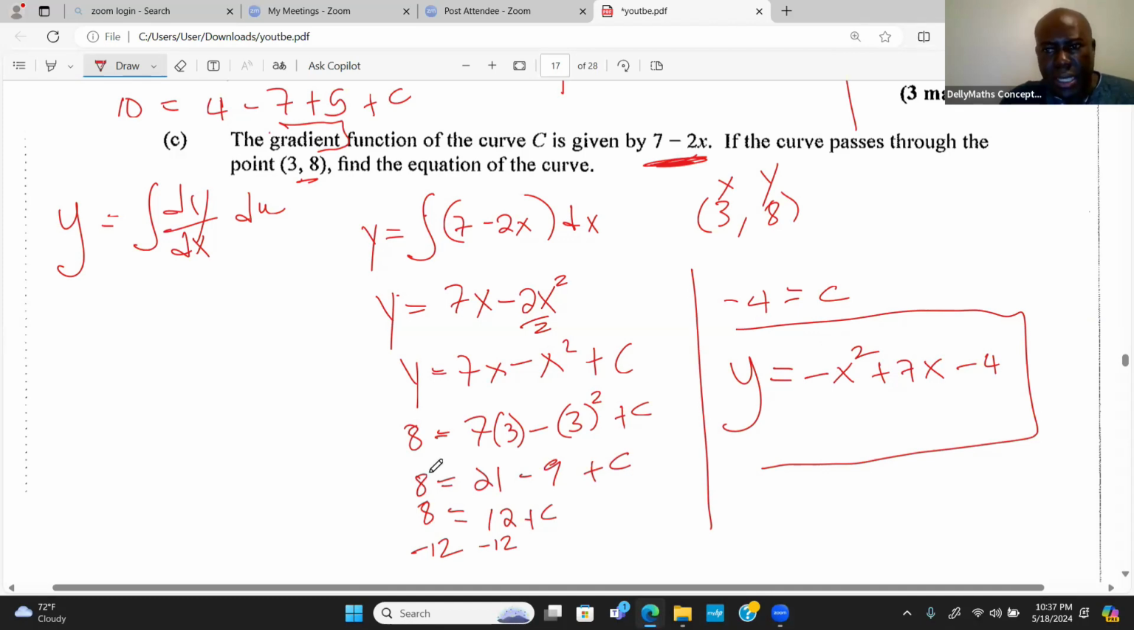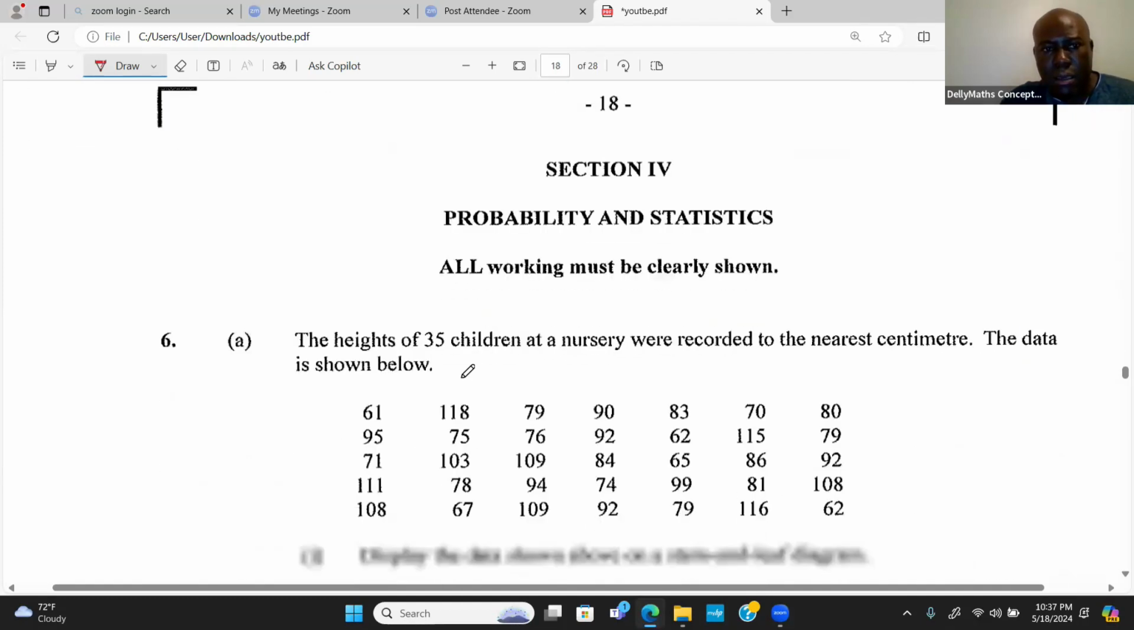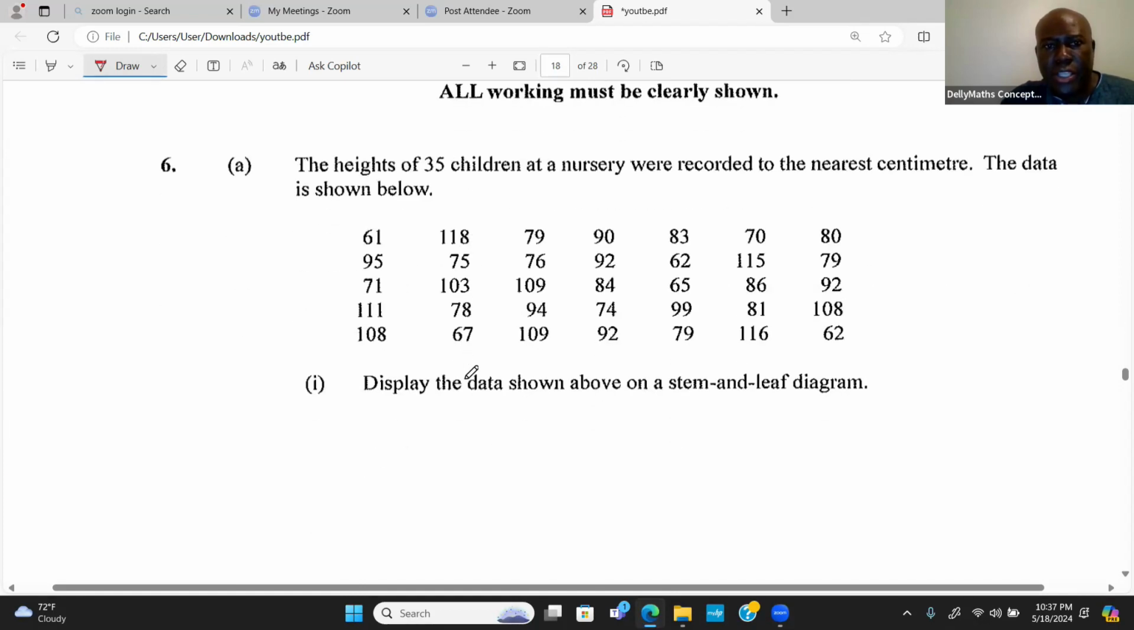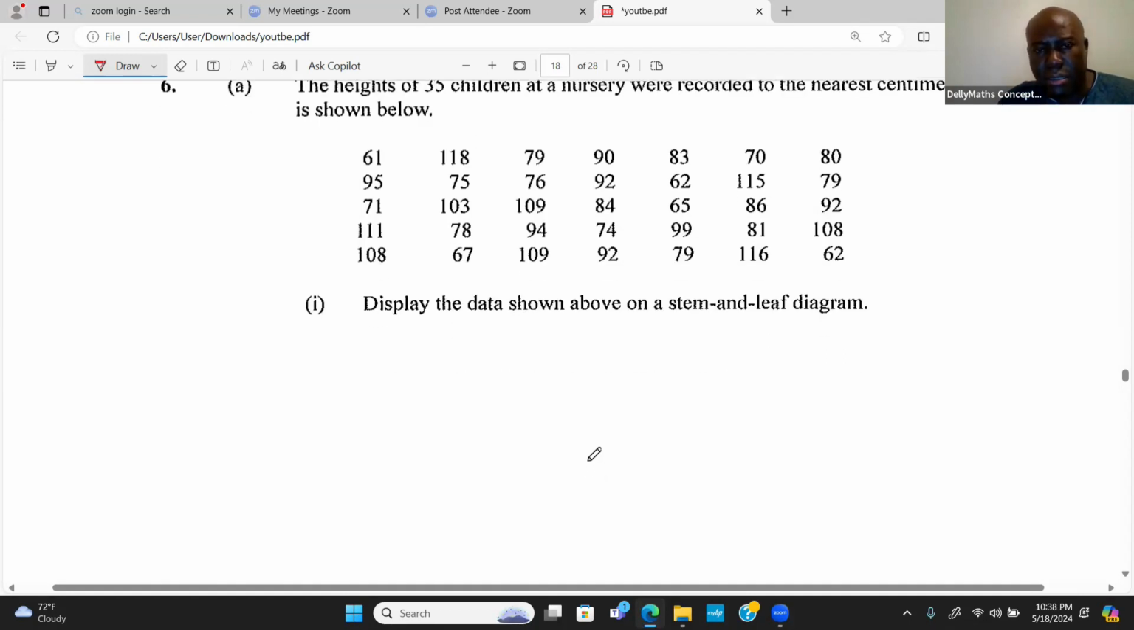All right, let's see what the next question is about. I think we're winding down. Stem and leaf. The question says the heights of 35 children at a nursery were recorded to the nearest centimeter. The data is shown. It says display the data shown above on a stem and leaf diagram.